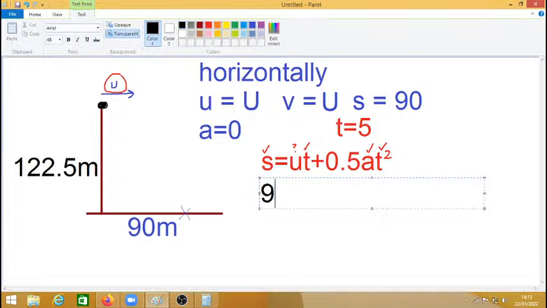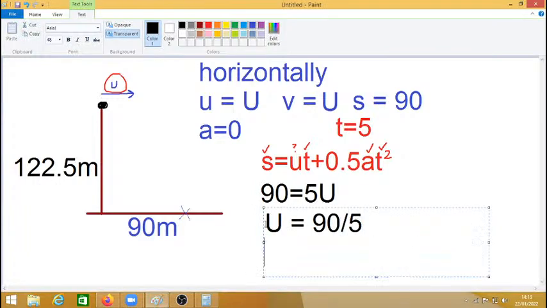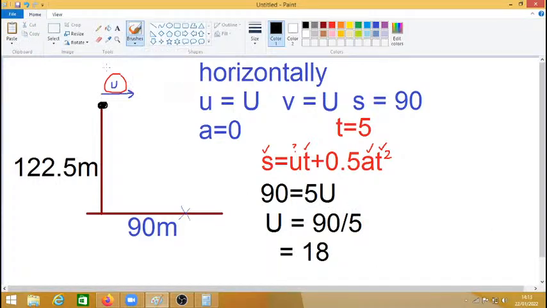Starting with s, 90 is equal to, the u is unknown, let's leave that as u, and the t is 5, so that will make 5u. And then solve that, and you get u is equal to 90 divided by 5, which is equal to 18. And that's your answer for the initial velocity.